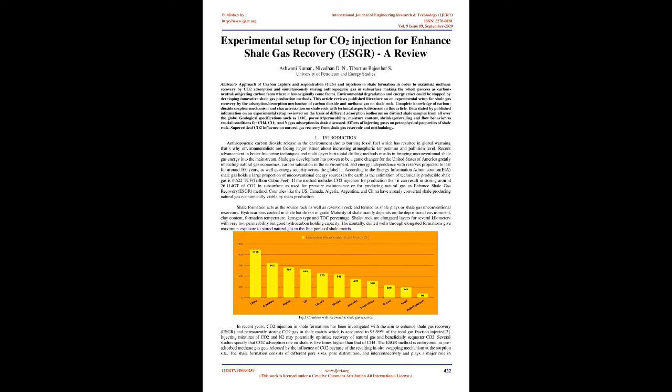Environmental degradation and energy crises could be stopped by developing innovative shale gas production methods. This article reviews published literature on an experimental setup for shale gas recovery by the adsorption/desorption mechanism of carbon dioxide and methane gas on shale rock. Complete knowledge of carbon dioxide sorption mechanism and characterization on shale rock with technical aspects is discussed in this article. Data stated by published information on an experimental setup is reviewed on the basis of different adsorption isotherms on distinct shale samples from all over the globe.